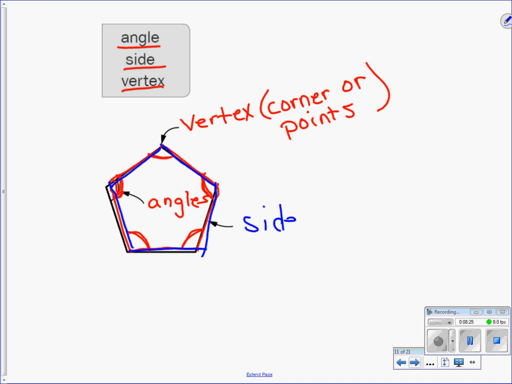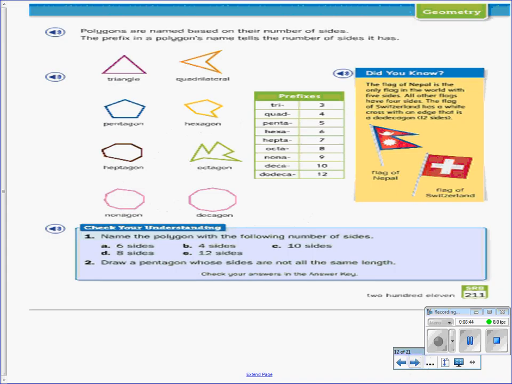Okay, so these are 3 important things you want to remember about polygons and start using these terms in the class. There are vocabulary words: vertex, angles, and sides. And all of these will hopefully help you to give some attributes of your polygon. Okay, and if you wanted to get more information on it, you can turn to page 211 in your student resource book, and you will notice it gives you examples of some polygons.